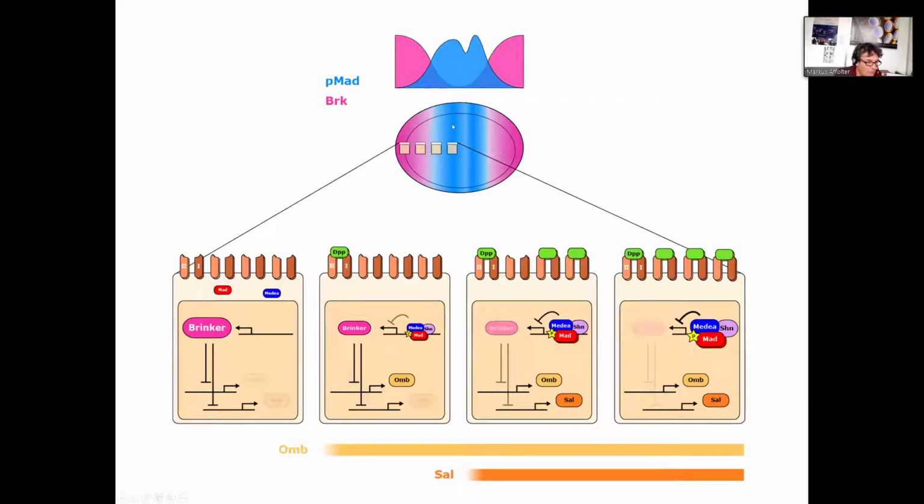The graded readout of the DPP gradient here is first translated into an inverse gradient of Brinker, and the cell measures the inverse gradient of Brinker. The target genes like OMB, Spalt, they don't have MAD binding sites, they have Brinker binding sites. Why is there this indirect translation? Does any BMP gradient in any vertebrate organ work directly or also indirectly like here? We don't know. But in the fly, it's pretty clear.